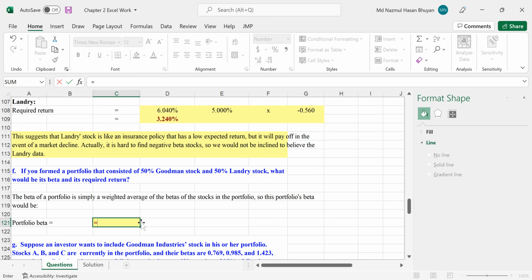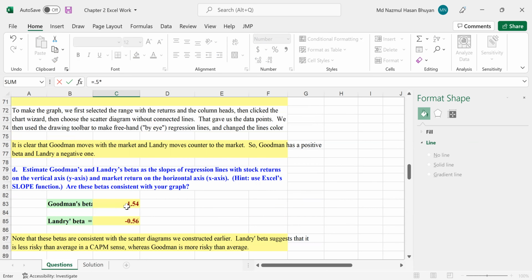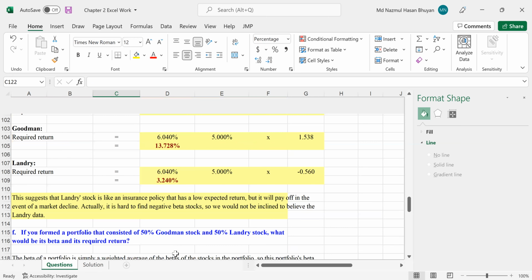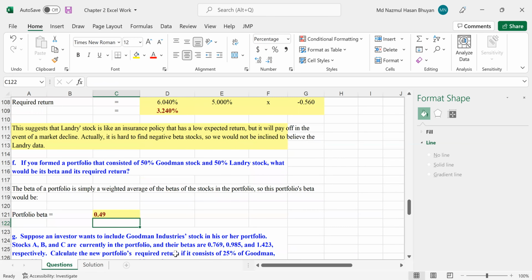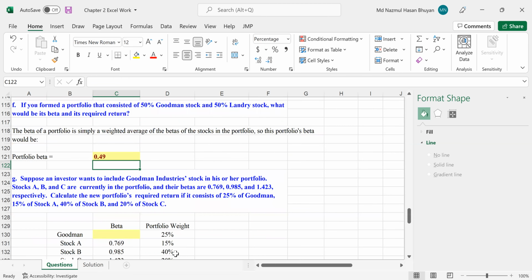So here we invest 50% of our portfolio value in Goodman. So 0.5 times Goodman beta plus again 0.5 times Landry beta. So in this case, our portfolio beta is how much? 0.49. All right.